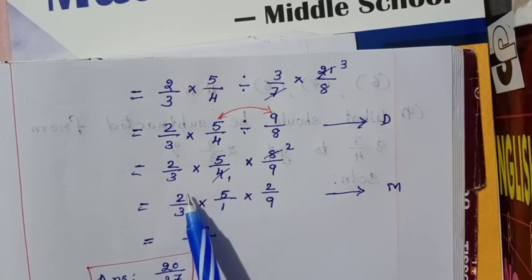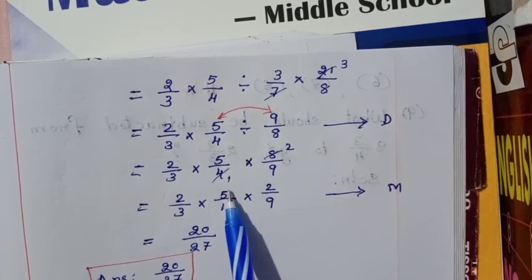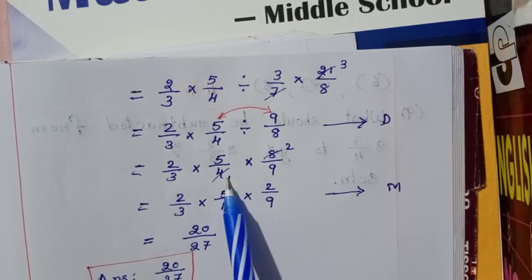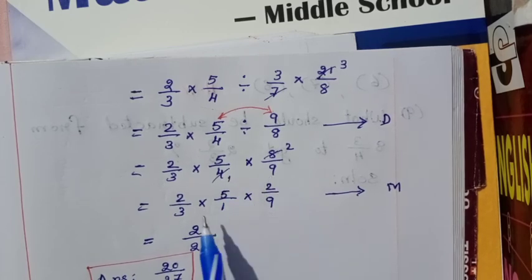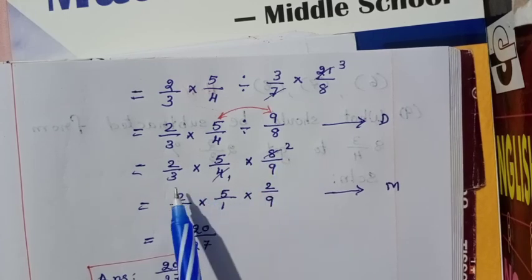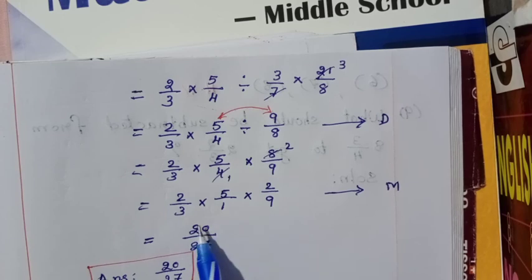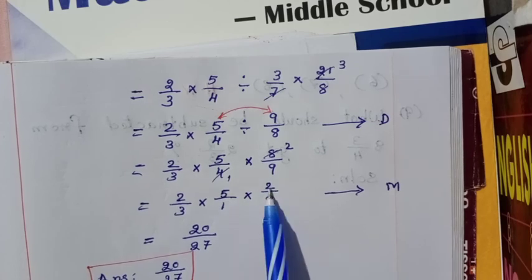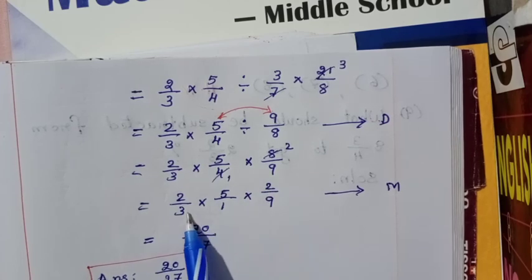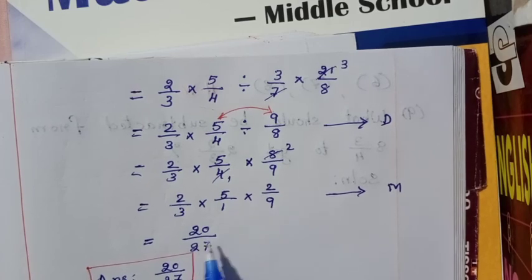Then 2 by 3 into here 5 into 2, and in the denominator 1 into 1 into 9. So 2 into 5 into 2 in the numerator. Denominator 3 into 1 into 9. Now we cannot cancel any number. So 2 into 5 is 10, 10 into 2 is 20. 3 into 1 is 3, into 9 is 27. So that is the answer.